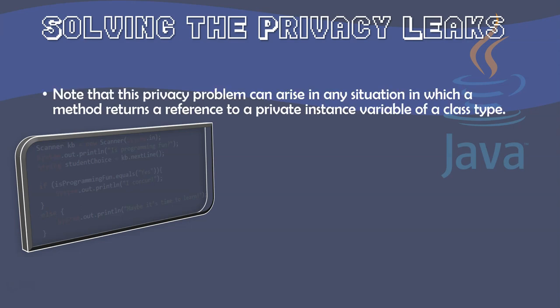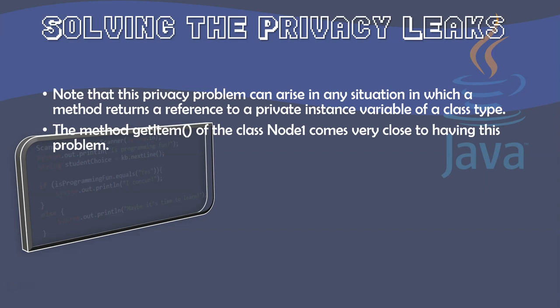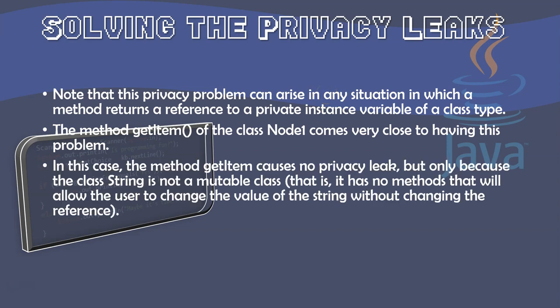Now, alternate solutions place both the classes into a package and then change the private restriction to a package restriction. The privacy problem can technically arise in any situation whenever we have a method that's going to return a reference to a private instance variable. So we look at getItem, and it comes very close to having this problem.